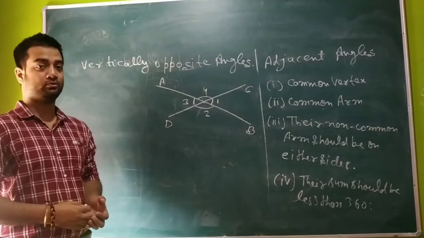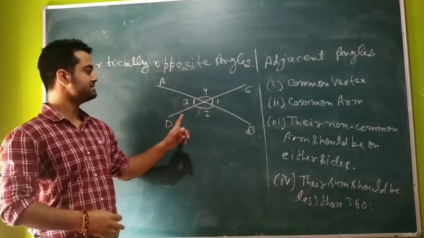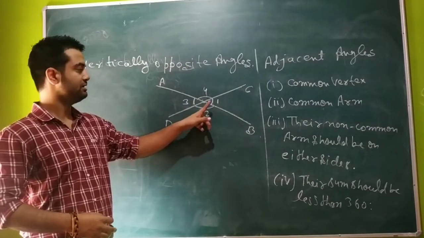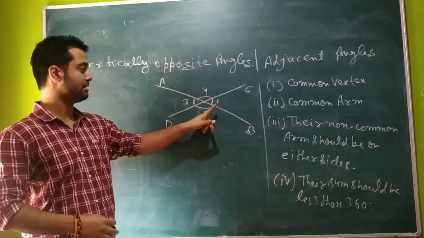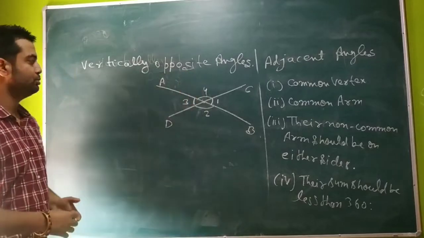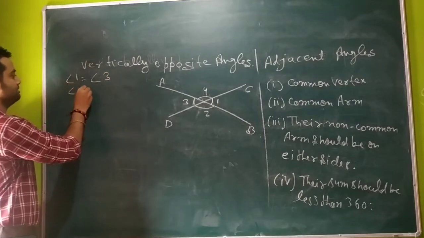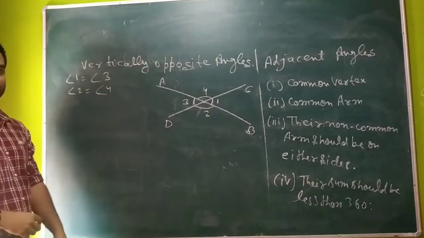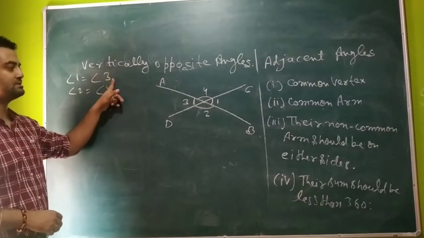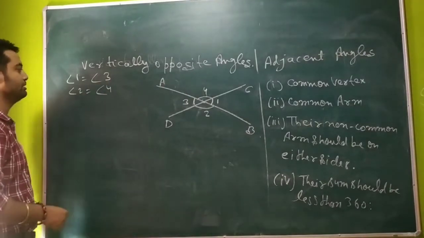Now let's talk about vertically opposite angles. Suppose AB and CD are two straight lines. They intersect at a point where they form four angles. We name them angle 1, angle 2, angle 3 and angle 4. How can we prove that angle 1 is equal to angle 3 and angle 2 is equal to angle 4? You have studied in the previous video that the angles formed on opposite sides are equal. But how can we prove it? Now let's think about that.